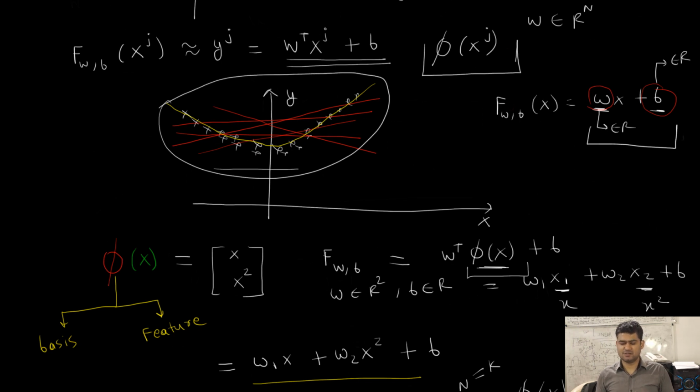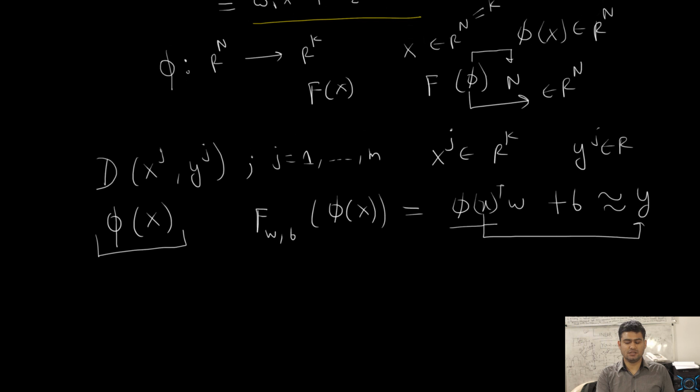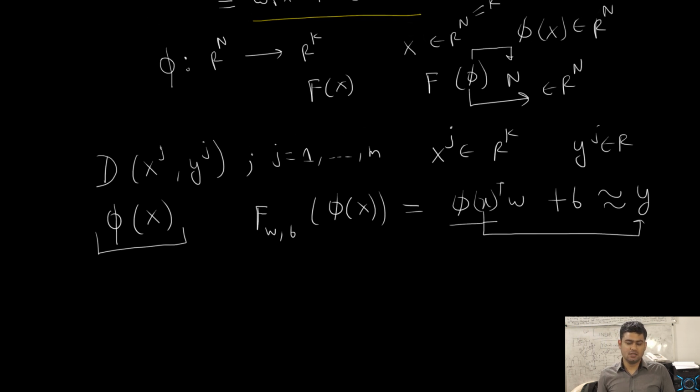So now in the rest of the lecture, we will teach you how to compute the parameters w and b, so that we can learn this functional mapping that maps the input data points to their target values.